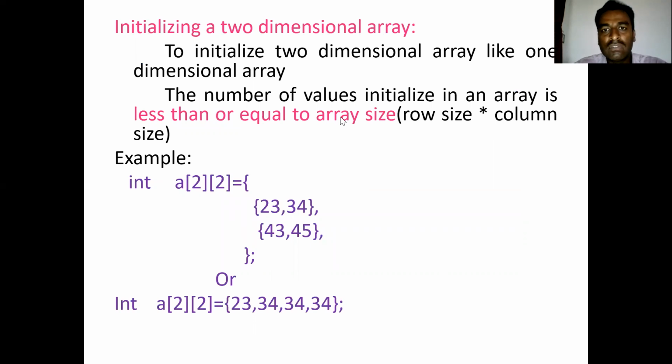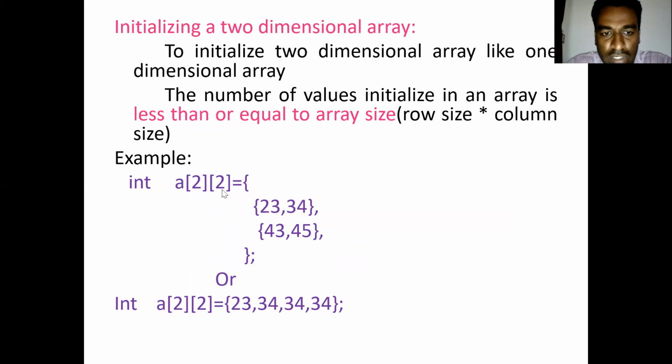The next topic is initializing a two-dimensional array. To initialize a two-dimensional array, like a one-dimensional array, the number of values initialized should be less than or equal to the array size. That means within the row and column size. Suppose we are given row size 2 and column size 2; it should not exceed 2 and 2. You have to initialize the elements within the row and column values.